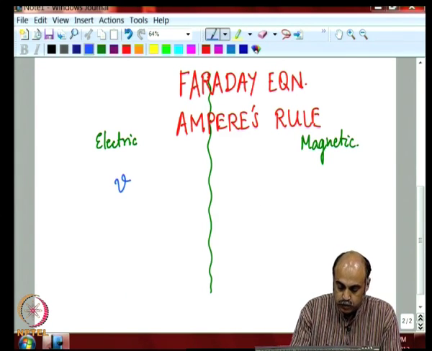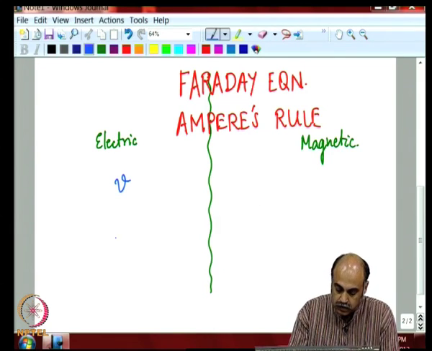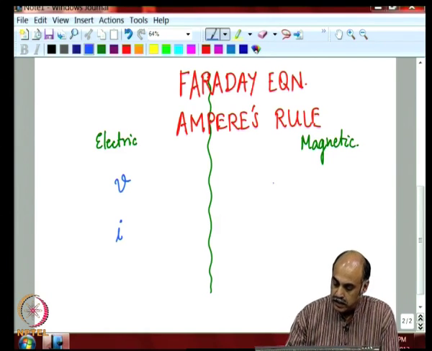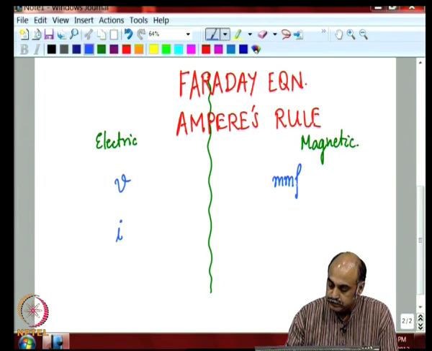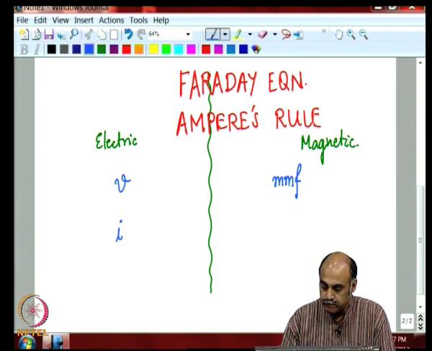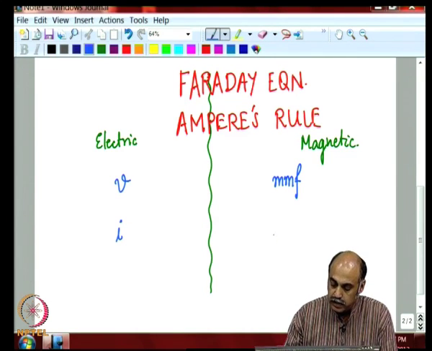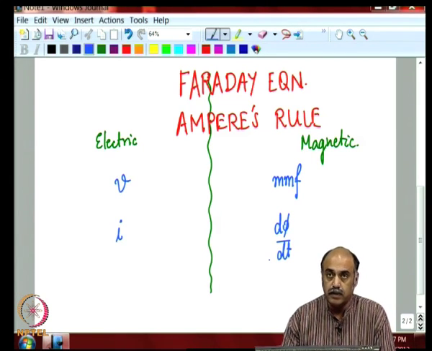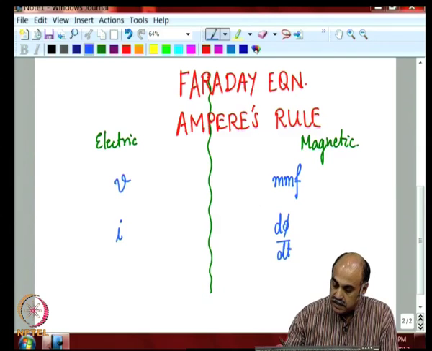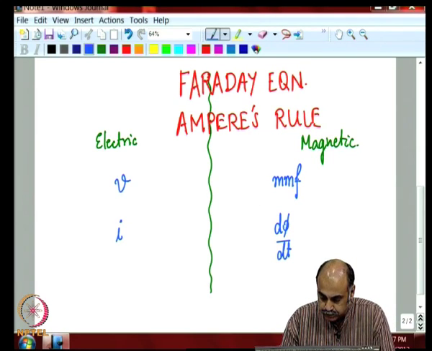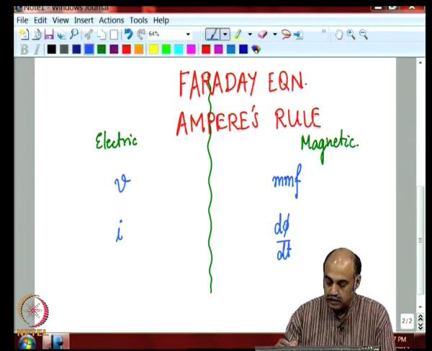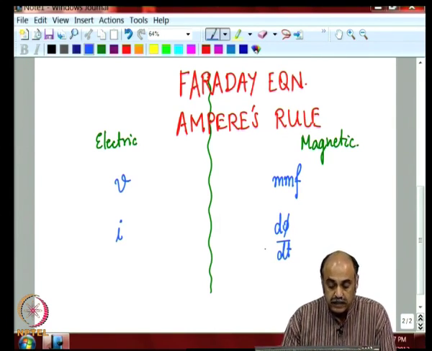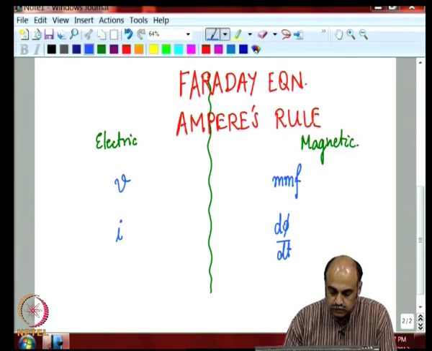So, let us say we have the potential variable V, voltage across the port, and I is the current through the port on one side. You have the MMF, magnetomotive force, the potential variable on the magnetic domain, and rate of change of flux, not flux, remember, rate of change of flux. In fact, the MMF is flux into reluctance, and the flow is the rate of change of flux.